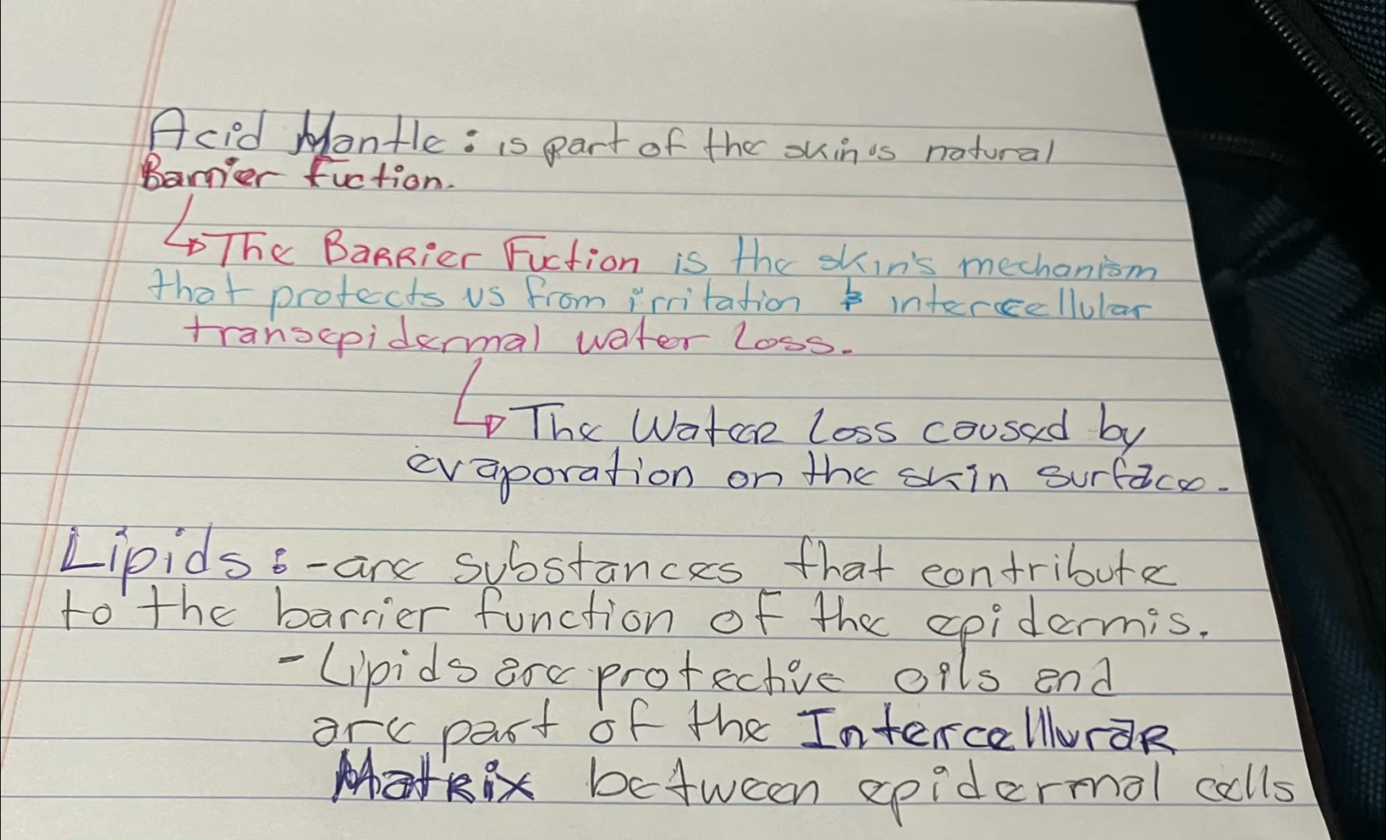Acid mantle is part of the skin's natural barrier function. The barrier function is the skin mechanism that protects us from irritation and intercellular transepidermal water loss. The transepidermal water loss is caused by evaporation on the skin surface.